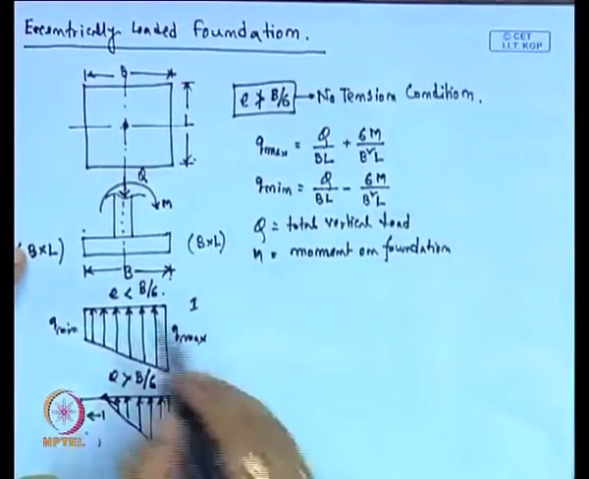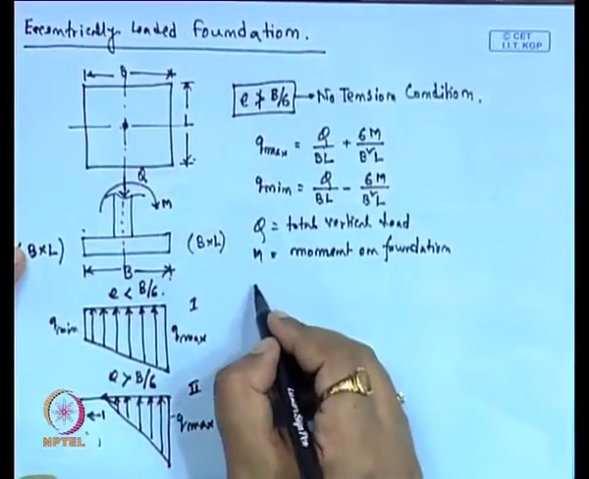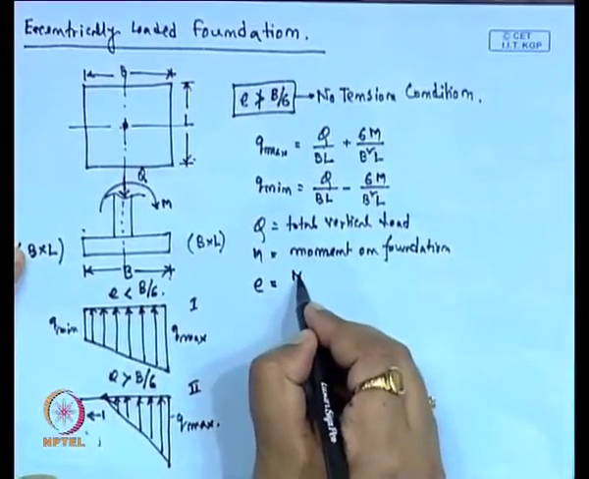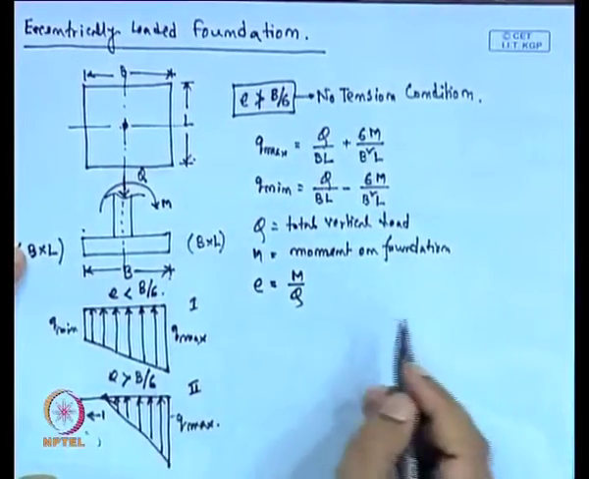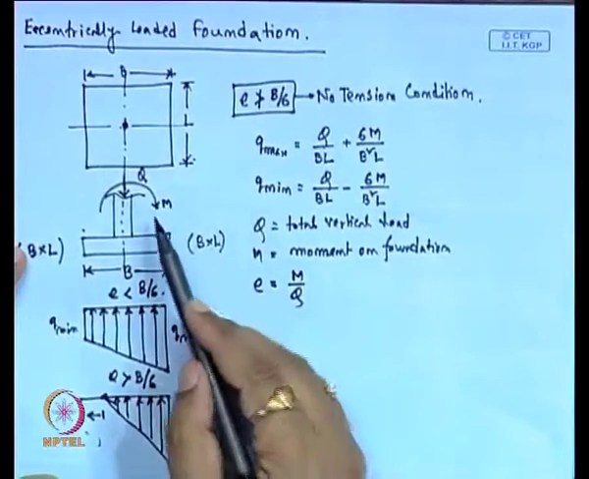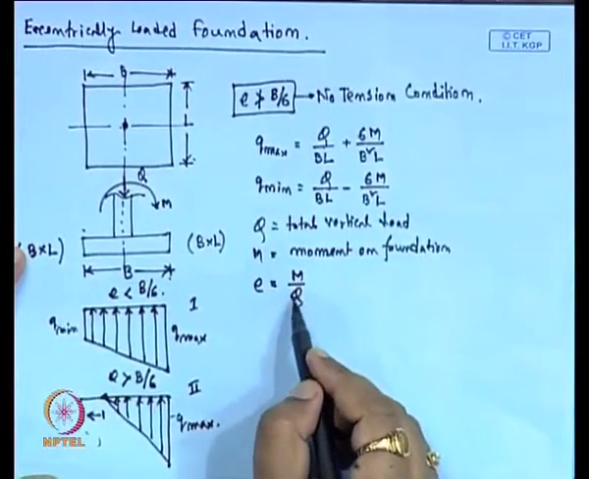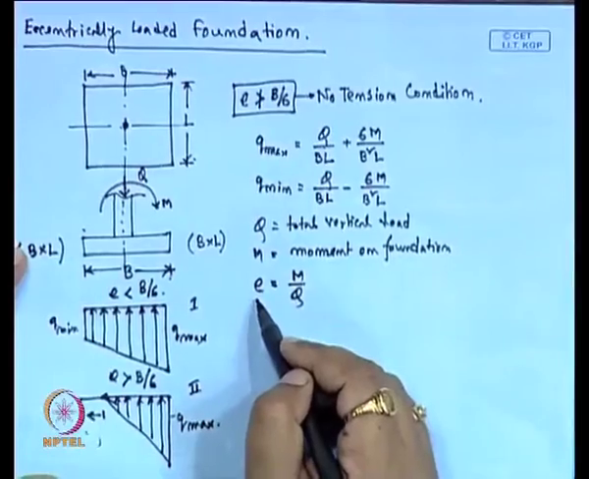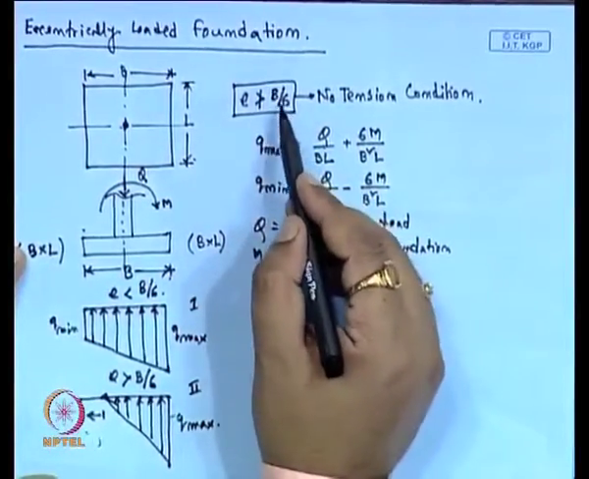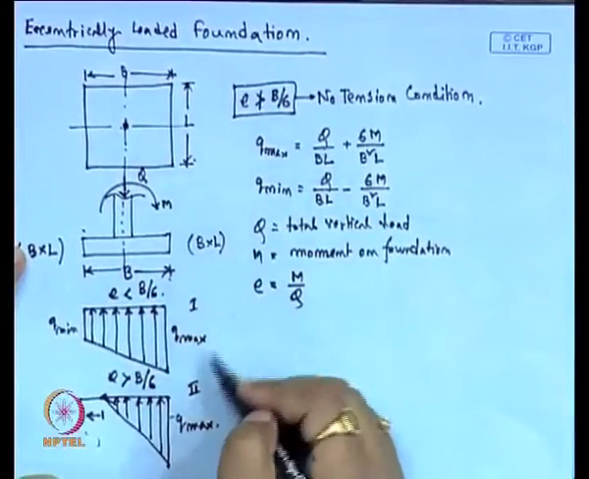Now, the eccentricity value: E is the eccentricity. We can calculate it as E is equal to M divided by Q. So, the first step is to calculate this. If we know the M and Q values, we calculate the E value, that is M by Q, and then we will check whether this E is within this limit or not.